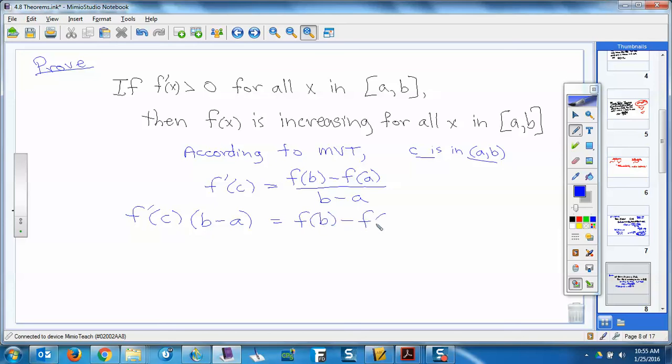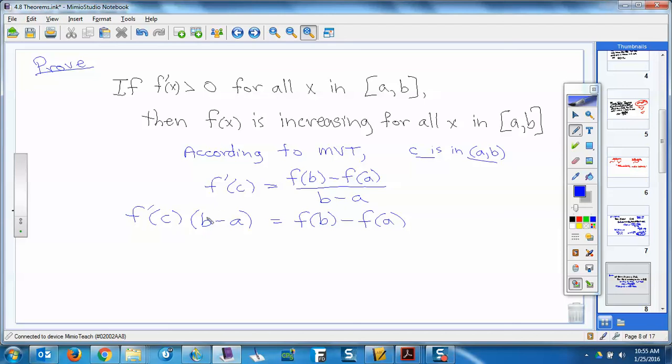So because we know this is a differentiable function, we know that this equation right here is a true statement. Why would we want to use that? Because we're trying to connect f prime with f, and that's what this equation does. So we're going to multiply both sides by B minus A.